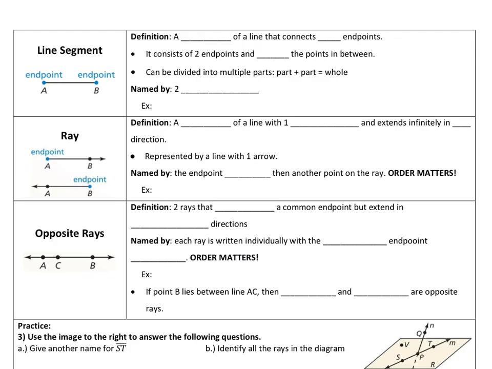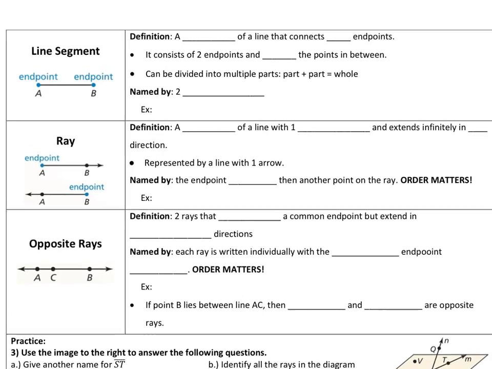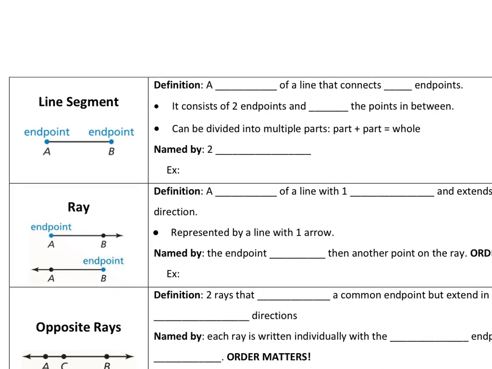On the back side here, we have 3 more vocabulary words to go over for today. On the top here, a line segment is defined to be simply a part of a line that connects 2 endpoints. It consists of the two endpoints and all of the points in between them, and can be divided into multiple parts, so we can kind of like add line segments together. It is named kind of like a line by the two endpoints.